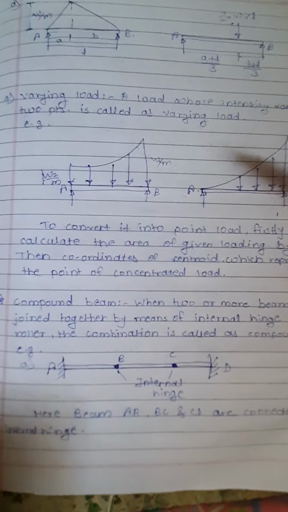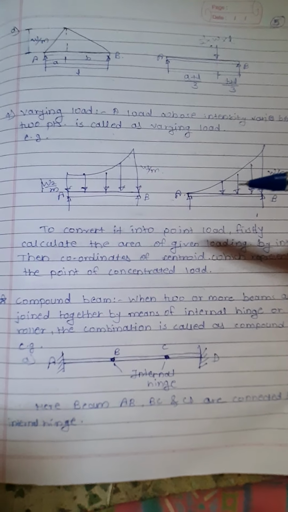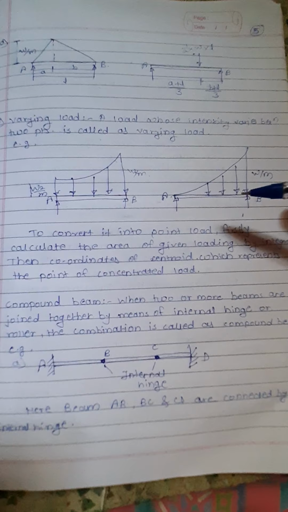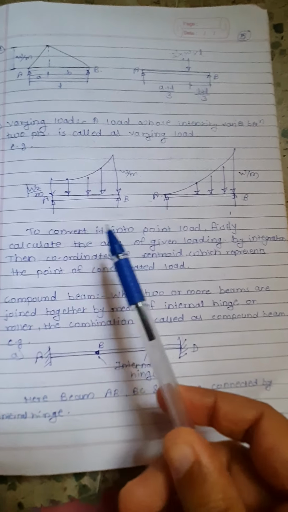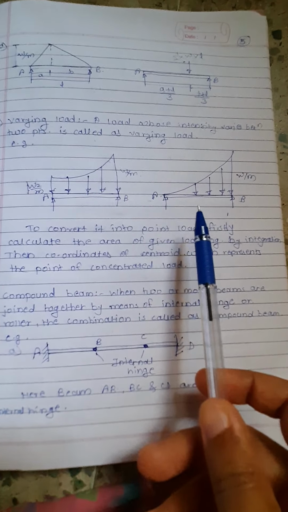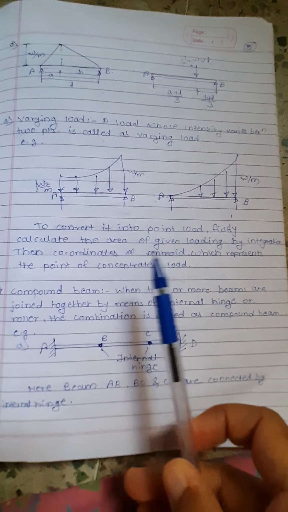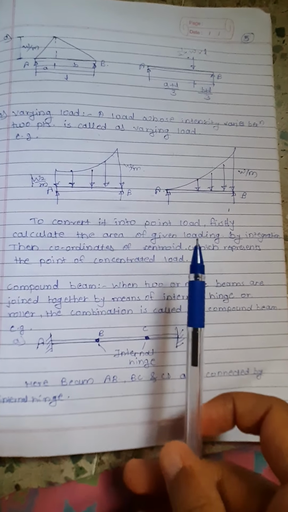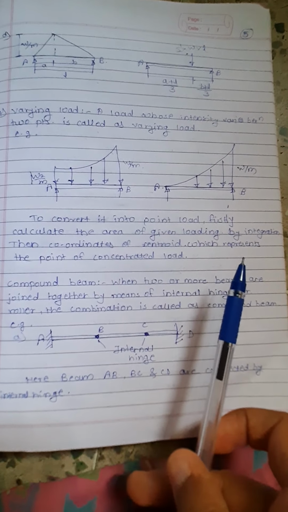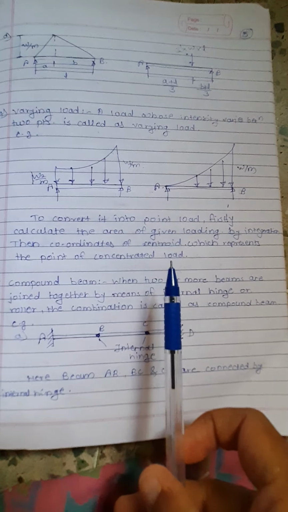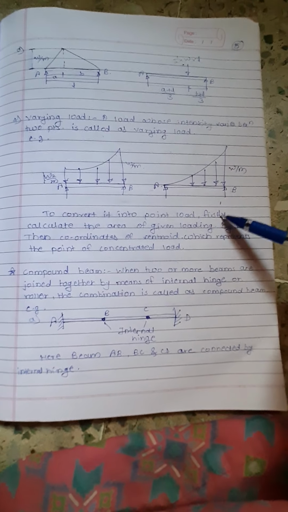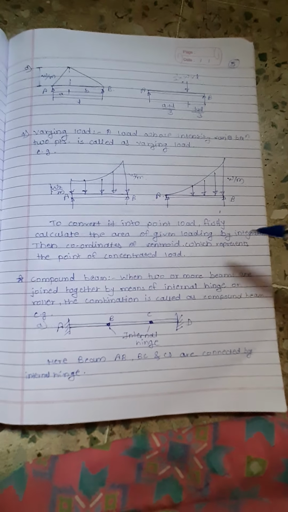Now we will see the next type, that is the varying load. A load whose intensity varies between two points is called a varying load. The given diagram represents a varying load. To convert it into a point load, firstly calculate the area of the given loading by integration, then the coordinates of the centroid, which represents the point of concentrated load. We will not go into detail on this because it is not there for numericals.